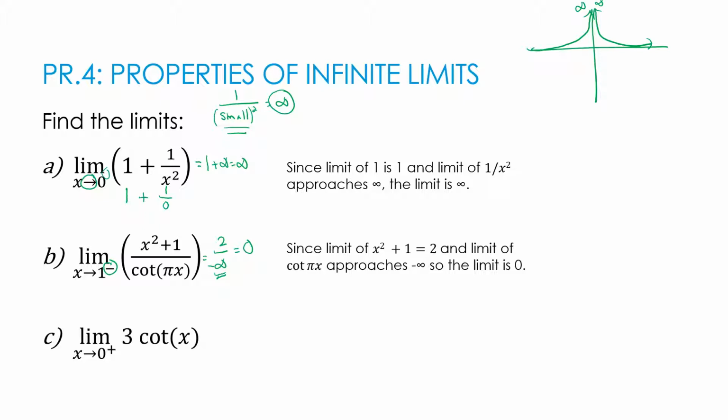Last one, limit as x approaches 0 from the right. Again, the limit of 3 would be 3, but the limit of cotangent as I approach 0, again, you can verify by graphing, that is infinity. Again, from the right-hand side, it is positive infinity, and so 3 times infinity is just infinity.